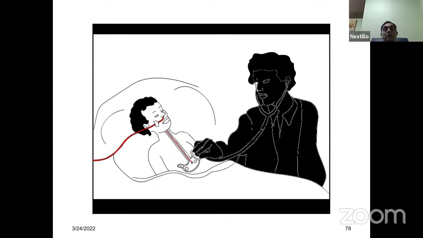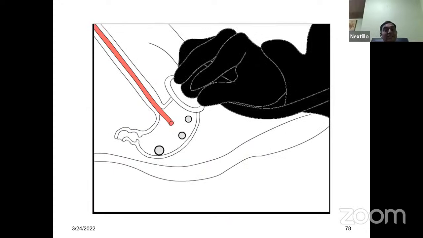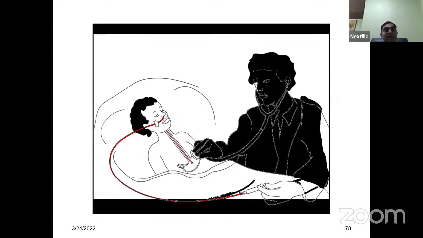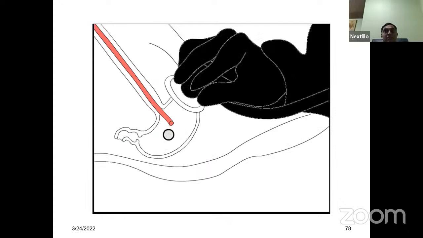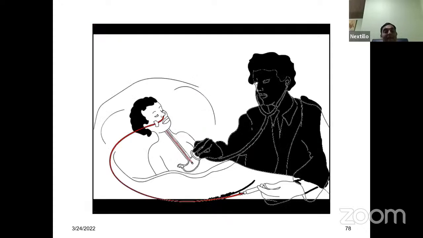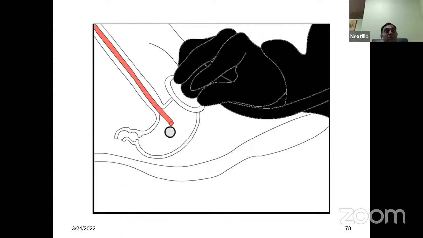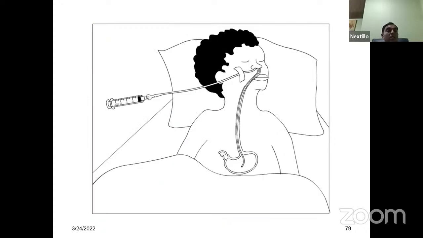You have to put a stethoscope on the epigastric region, connect an empty syringe to the tube, and listen for the sound of air in the epigastric region. If it is there, that confirms the Ryle's tube has been inserted in the right direction. Another confirmatory test is to aspirate the contents from the Ryle's tube. Hopefully all of you can see the aspiration of contents, and that is also confirmation.